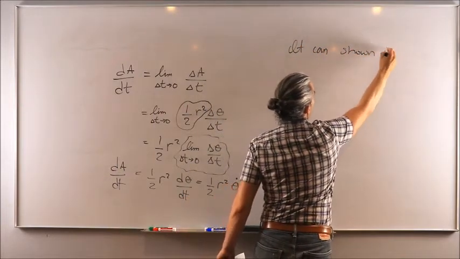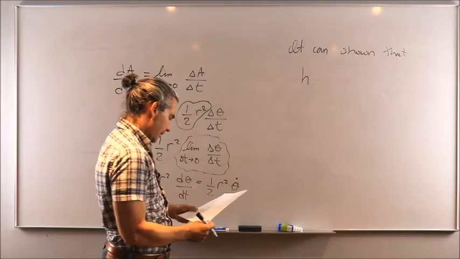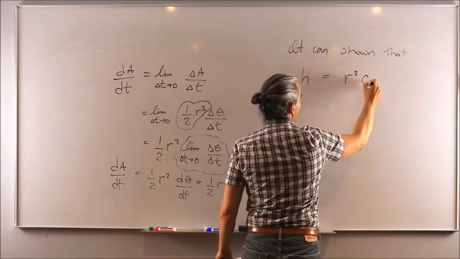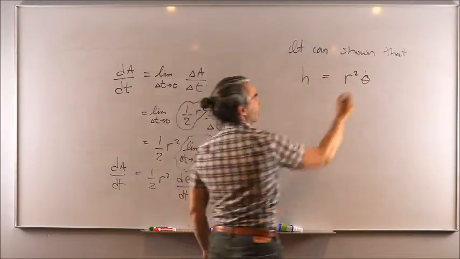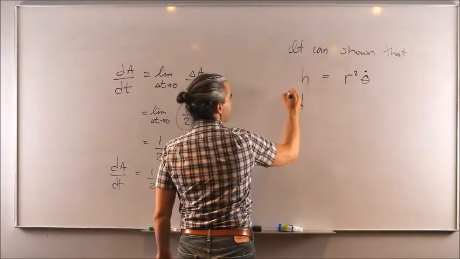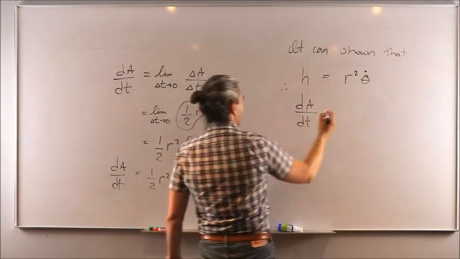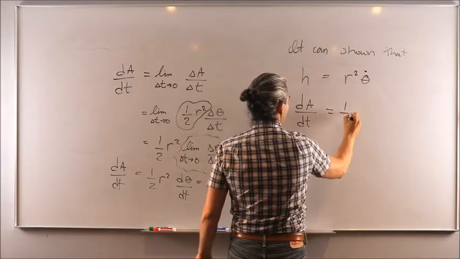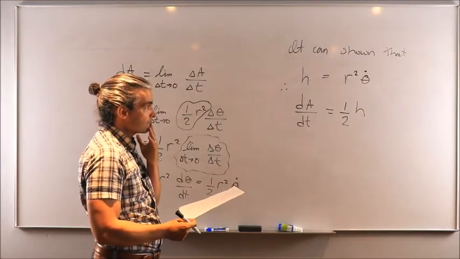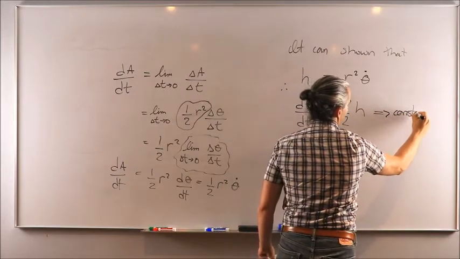It can be shown that h, the specific orbital angular momentum that we talked about, can also be calculated as r squared theta dot. Oh, it's very useful because look at what we have here. Then we can say that the rate of change of this small area, dA, is actually equal to 1/2 times h, which means that this is indeed a constant.